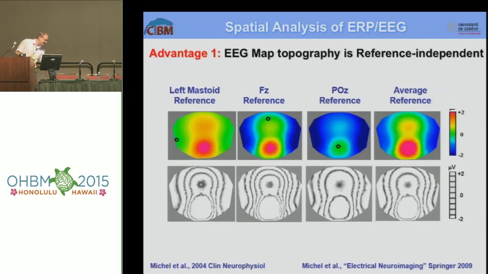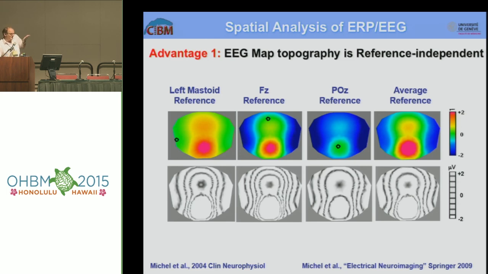Now, Thomas was talking about the advantages of topographic analysis, and one of the most important advantages is that they are reference independent. And he showed already a picture, and I just show it again here. You see the evoked potential, or an EEG map if you want, measured against different references, against the left mastoid, against FZ, against POZ, and against the average reference, and you see different colors. But if you ignore the color for a moment and you only take the equipotential lines, which is shown in the second line, you see that they are not different. The topography remains the same.